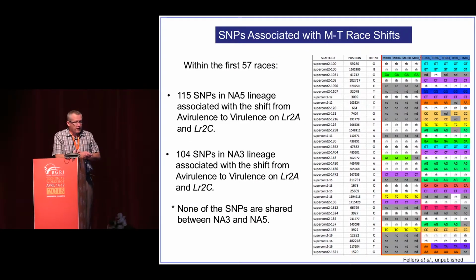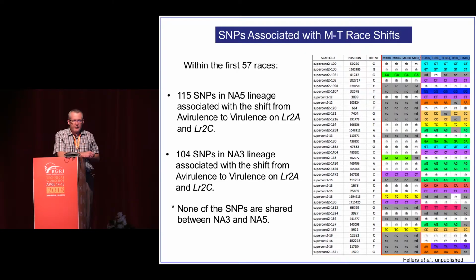Also, when we looked at the first 57 races in the North American lineage, there were 115 SNPs associated with a change from Lr2A to 2C, going from low variance to high variance. And in the North American 3 lineage, there were 104 SNPs. But when you did the comparisons, none of these SNPs lined up. As you think about it, it's logical. If these lineages developed differently and became virulent on Lr2A, it was probably an independent event and they probably would not share the same SNPs but may share the same gene.